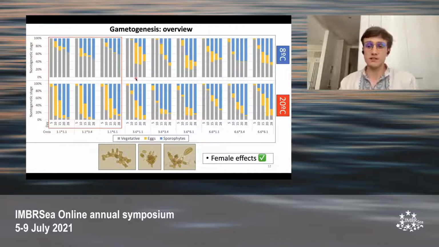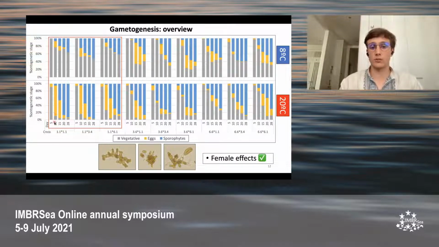However, looking at gametogenesis, this is a bit of a complex graph, but basically each clump of bars corresponds to one cross at one thermal history and the progression over the 28 days, with the 8 degrees thermal history on top and the 20 degrees on the bottom. On the y-axis, we have the percentage of females at each of the measured ontogenic stages. In gray, we have vegetative females. In yellow, we have females having released at least one egg, and in blue, females having released at least one sporophyte.